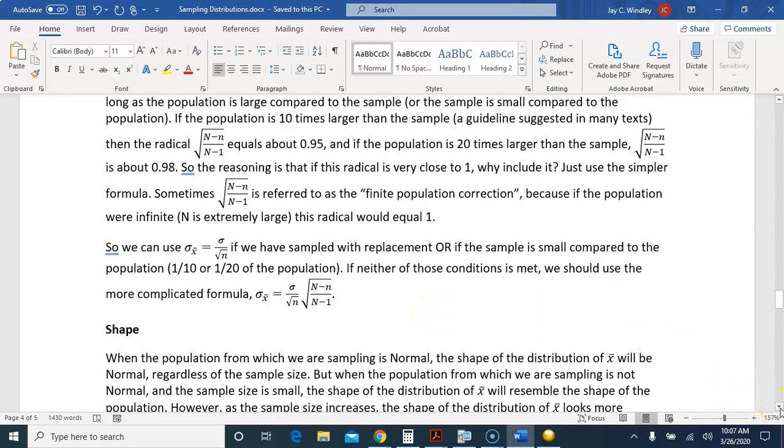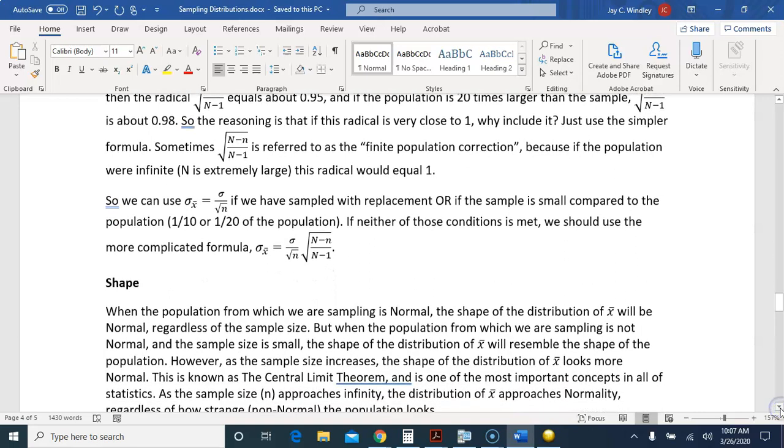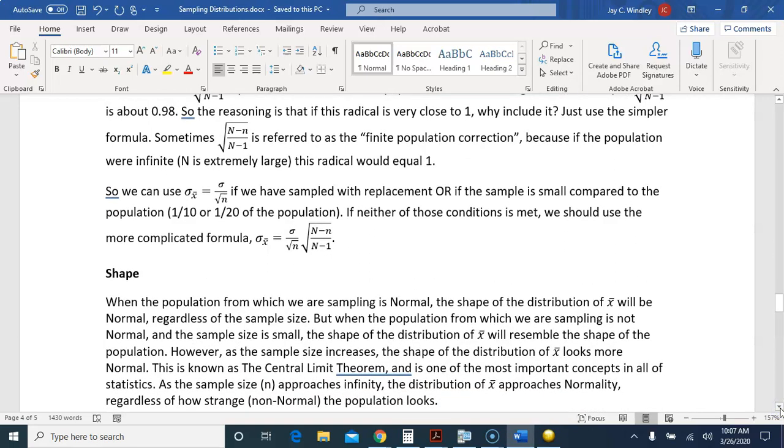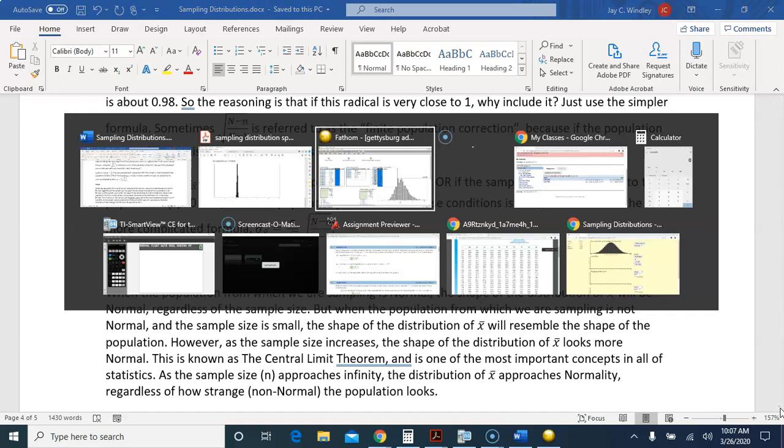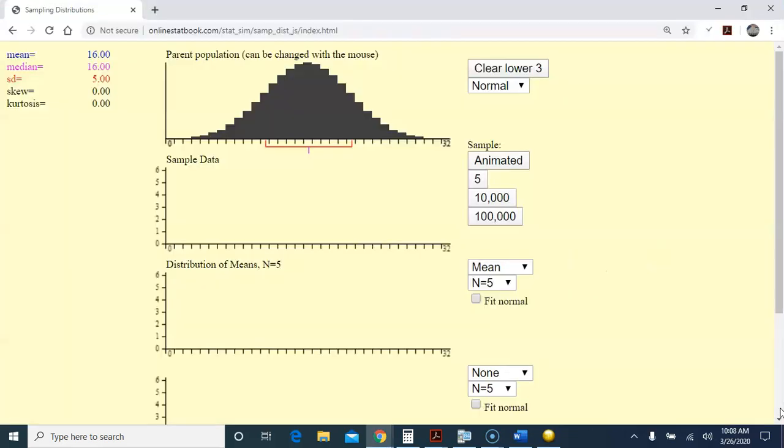So now let's talk about shape. When the population from which we're sampling is normal, the shape of the distribution of x bar will be normal regardless of the sample size. So let me show you an illustration of that. Here we have a population which is normal, happens to have a mean of 16 and a standard deviation of 5, but that's kind of irrelevant at this point. We have a population that is normal.